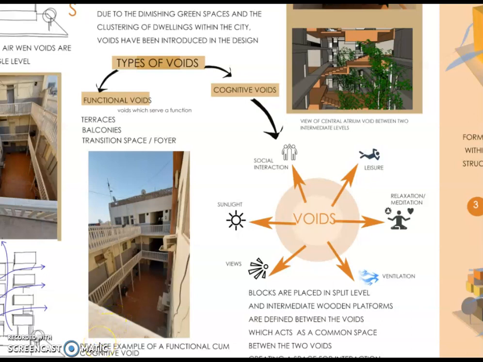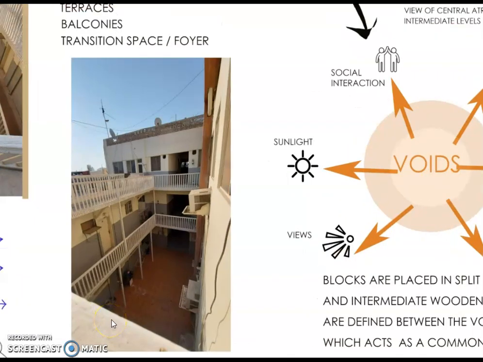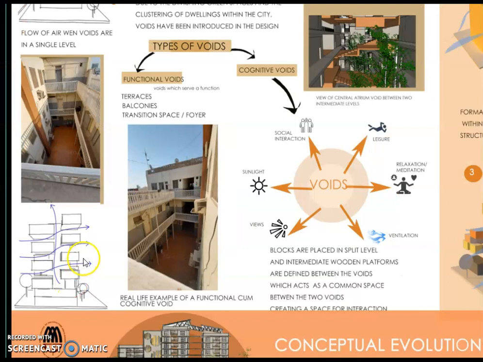There was a huge courtyard where all the children used to have fun. The openness in the plan and the large breathing void is the key highlight of the building, which always kept the common spaces well lit and ventilated, as seen in the figure. It is a space where people often socialize and also use for their personal needs. Therefore, this is an example of a functional cum cognitive void. Thus, voids can help in providing more light, absorb noise, and enhance air flowing.